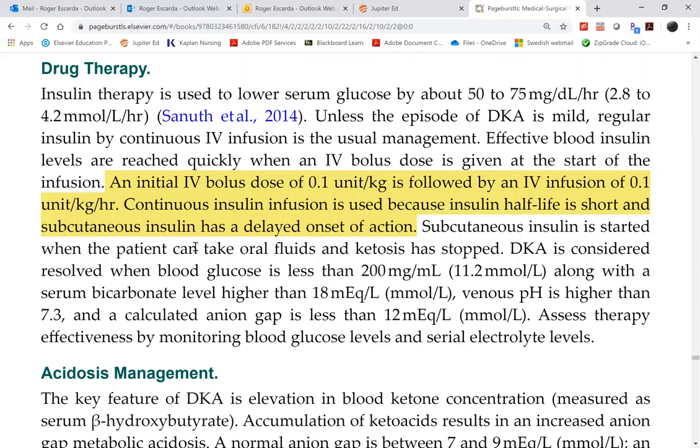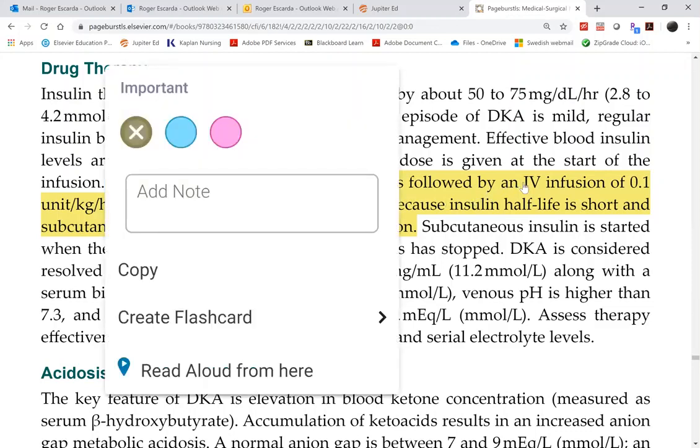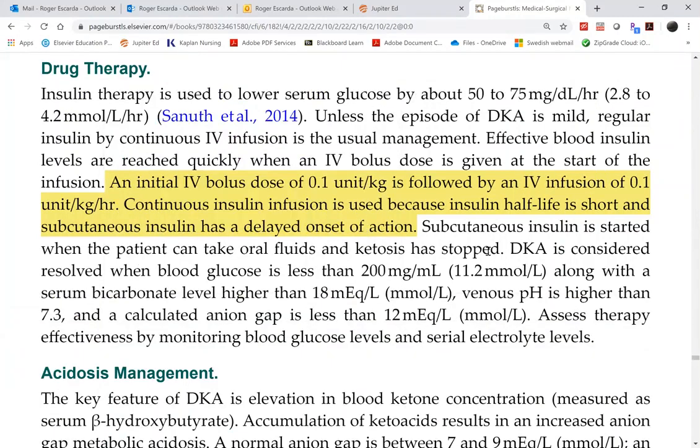So before we give the continuous infusion of insulin, we have to give a bolus. Both are given IV. So the bolus is IV insulin, the infusion is also IV insulin. What type of insulin is the only one you can give IV? Normal or regular? Regular.